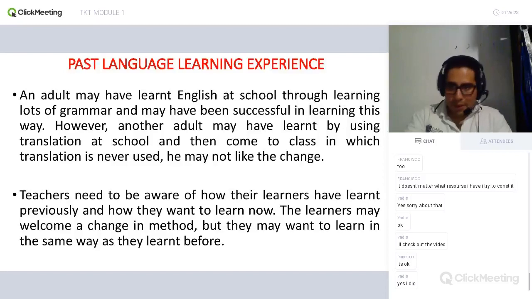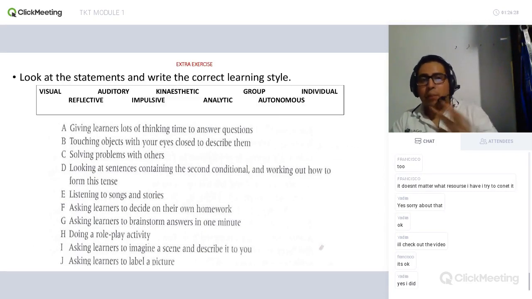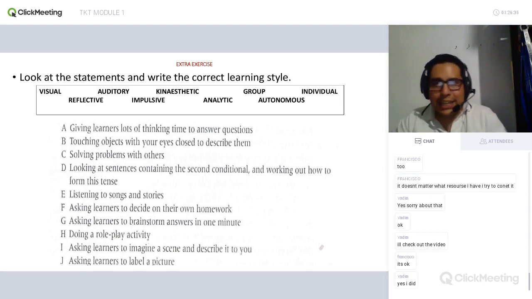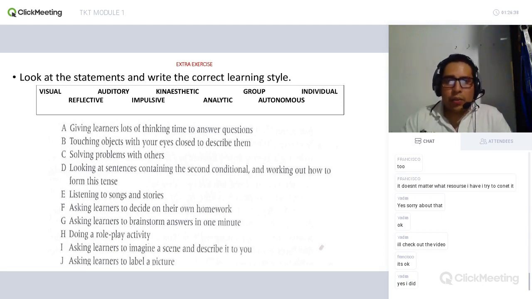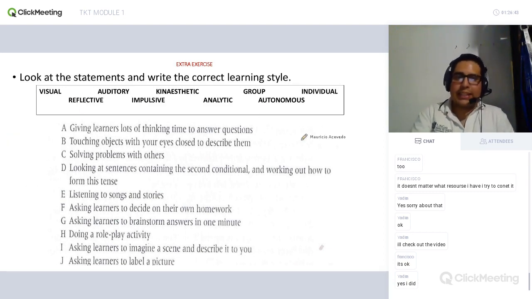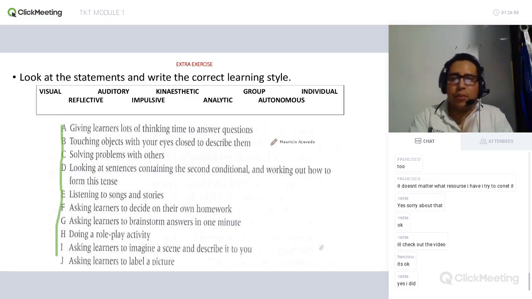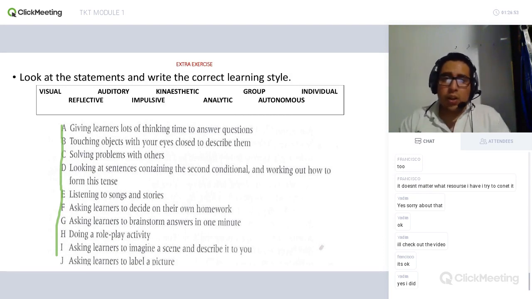Okay? Very nice. So now the homework. It's going to be very quick, and I'm going to send this homework maybe in WhatsApp or in Edmodo. So I'm going to let you know in WhatsApp, okay? This is an extra practice. Look at the statements and write the correct learning style. So here we have visual, reflective, and so on, and you have the options here. One of them might have one, or might have two or maybe three learning styles, but you need to decide which one.